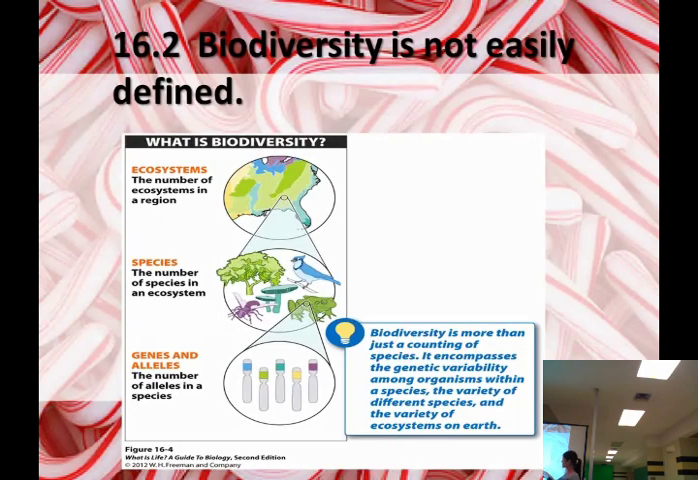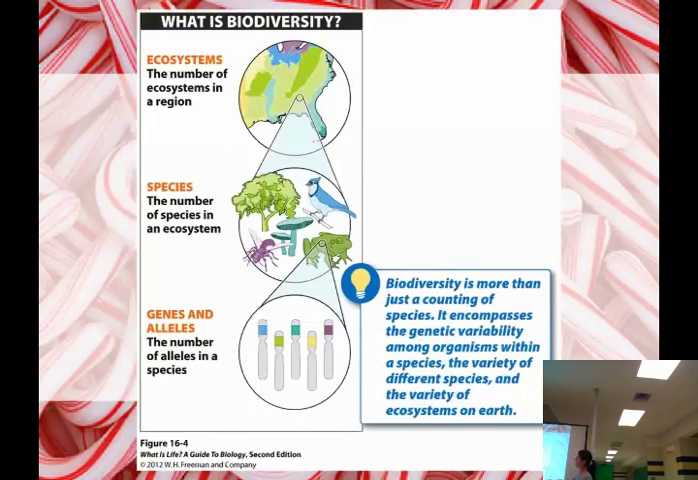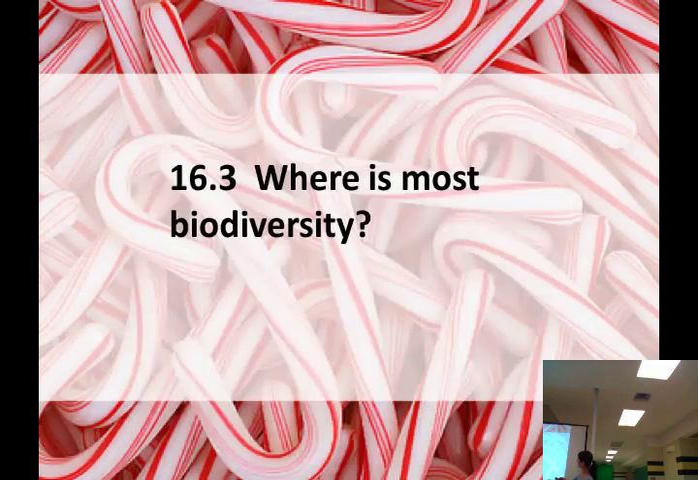So it's not just counting the number of species, it's also looking at genetic variability among organisms and the variety of the different types of species. So do we have a variety of different types of species and the different types of ecosystems or biomes that we see on Earth? So that was what I just showed you.